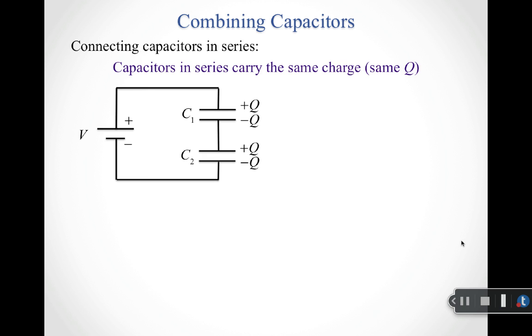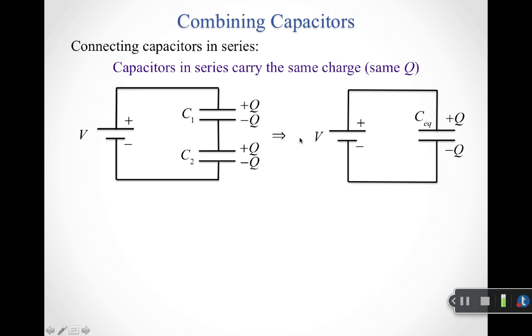All right, so let's use this information in our loop rule. Now I know that my capacitors in series carry the same charge. So when I apply my loop rule, I can think of applying it here, or I can think of applying the loop rule over my combined circuit.